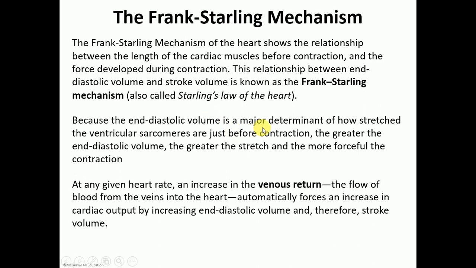So again, any increase in your venous return, for example exercise. When you exercise and move your skeletal muscles, that will increase your venous return to the heart. That is going to stretch the ventricles because now they're filling more, and lead to a stronger contraction. Again, this has its limitations.